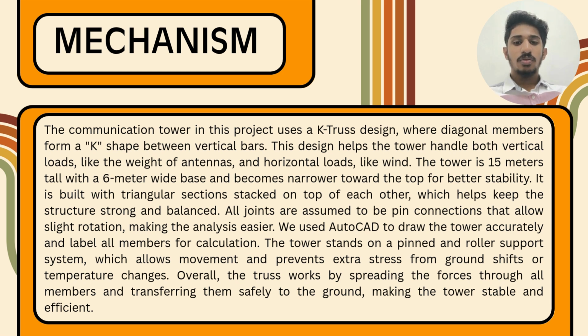CN240319. So now we're going to look at the mechanism of this project for the communication tower. For this communication tower, in this project we use the K-truss design, where diagonal members form a K shape between the vertical bars. This design helps the tower handle both vertical and horizontal loads: the vertical loads like the weight of antennas, and the horizontal loads like the wind.